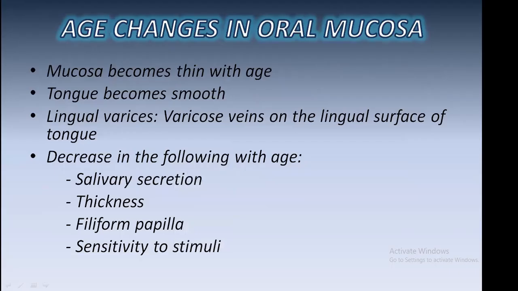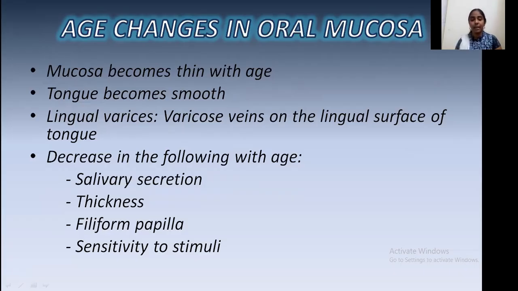Age changes in the oral mucosa. Now, as we age, the oral mucosa also changes. It becomes thin, the tongue becomes smooth, and on the lingual surface of the tongue, a person can develop varicose veins. And development of varicose veins on the lingual surface of the tongue is called lingual varices.